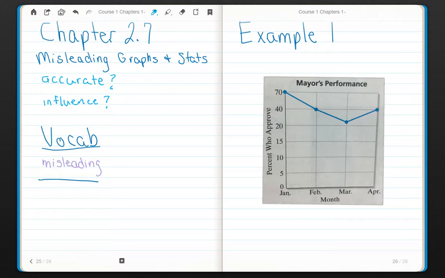Here we have our months, January, February, March, April. Doesn't seem anything wrong with that. Each month is consecutive, and they're spaced evenly apart. I have my label of months, so that seems okay. But let's take a look at our y-axis. Percent who approve. Down here I start at 0%, 5, 10, 15, 20. So I'm counting by fives.